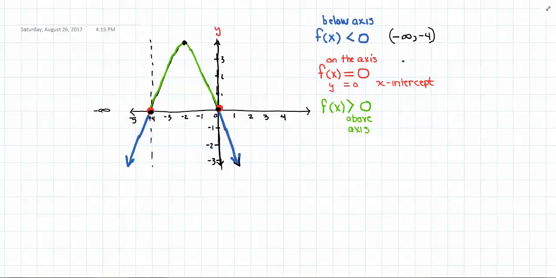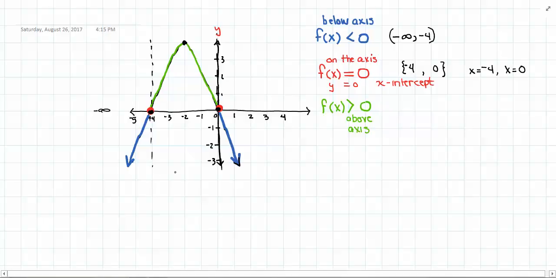So I'm going to use these braces to indicate a singleton point. So it's on the x-axis at x equals negative 4. It's also on the x-axis at 0. So I'm going to just put a comma and then 0. Sometimes you could see it just written this way as well. x equals negative 4, x equals 0. That's where y is equal to 0.